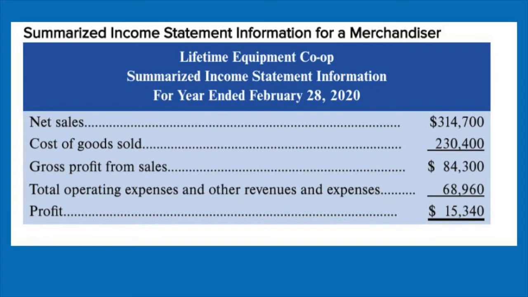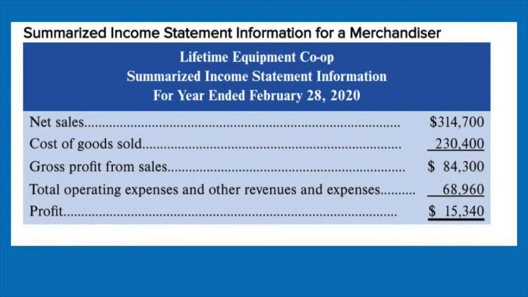If we look at the income statement, it's going to look something like this. First of all, net sales are recorded. And from those net sales, we have something called cost of goods sold, which really is a subtractor from those net sales. That gives a gross profit from sales, which in this case is $84,300. Then we subtract off our operating expenses, $68,960, and it gives us a profit of the difference between how much money we take in and how much money we spend, $15,340.